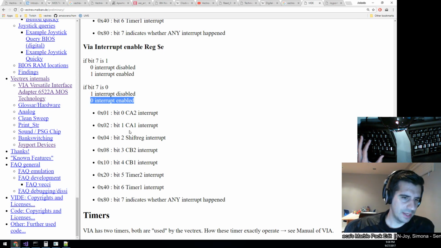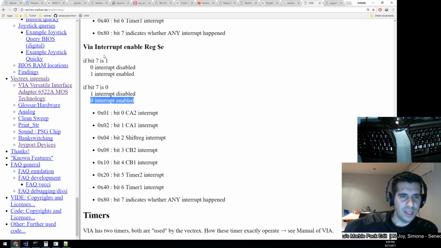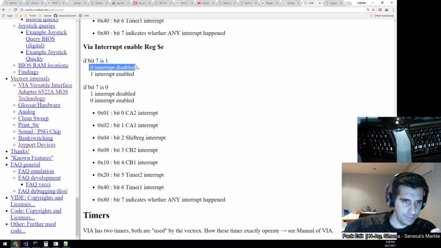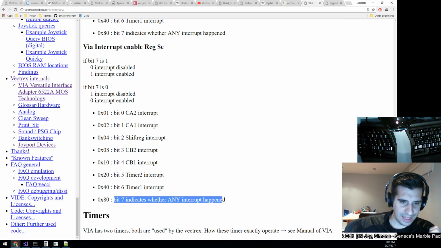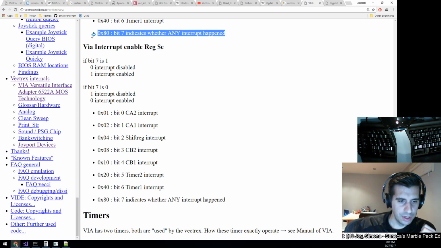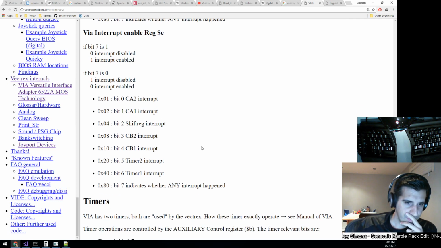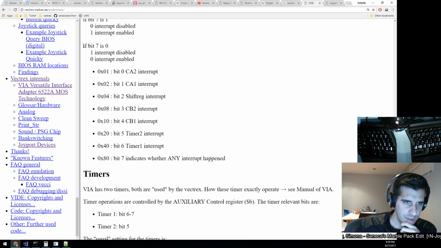I'm not quite sure I understand this, because what I'm reading here is if you write to this register, then based on the value in bit 7, the values from bits 0 to 6 depend on whether bit 7 is 1 or 0. But then here, bit 7 indicates whether any interrupt happened. This is probably just a copy-paste mistake from here, because it looks like bit 7 actually indicates whether to interpret 0 or 1 as interrupt enabled or disabled. So yeah, I'm not sure about that.